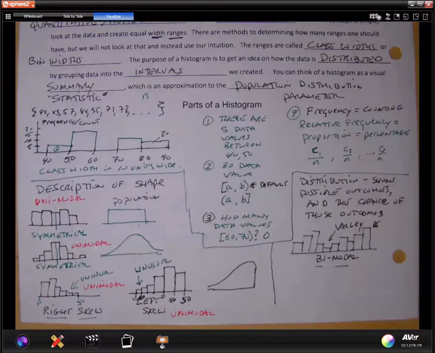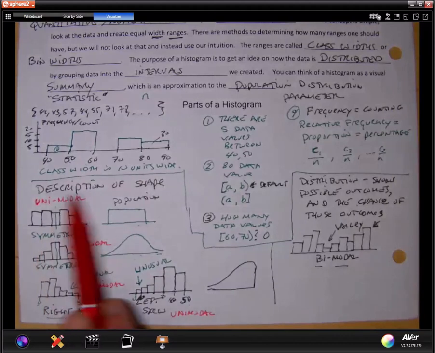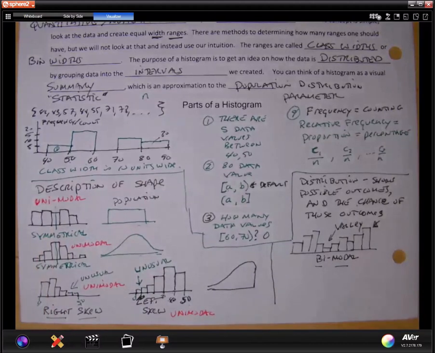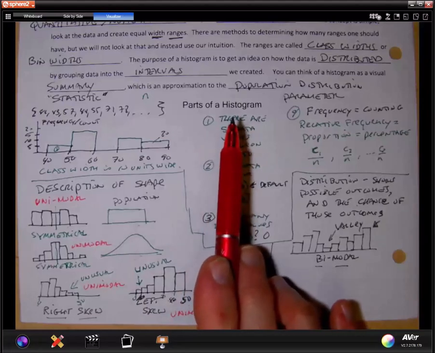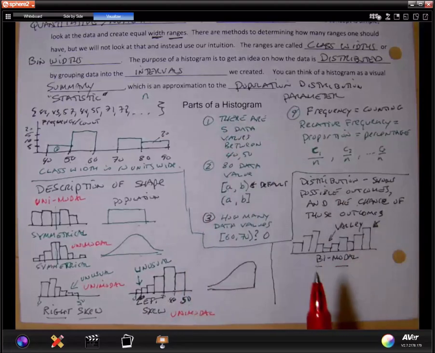There are other graphs called dot plots, which literally is just a bunch of dots. But again, we can use those descriptions, left skew, right skew, symmetry, to describe the shape. There's another type of graph, which we're not going to go into, called the stem and leaf plot. Again, you can use these same descriptors for those graphs. Basically, a histogram is for quantitative numerical data, and so is a dot plot, and so is this other thing called the stem and leaf plot.